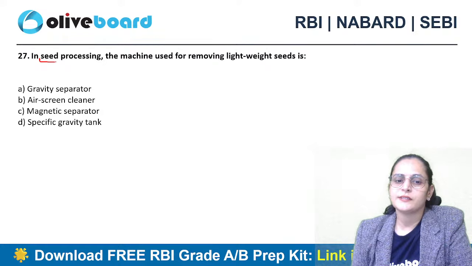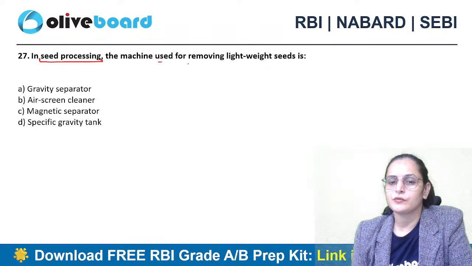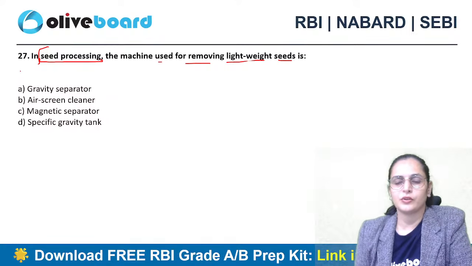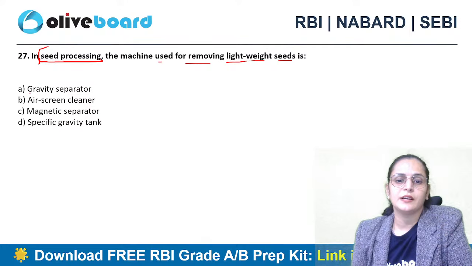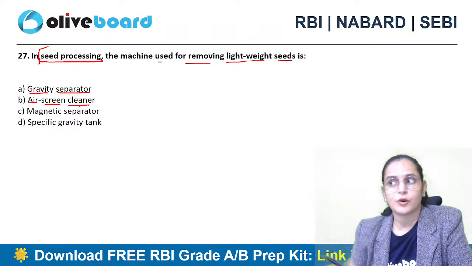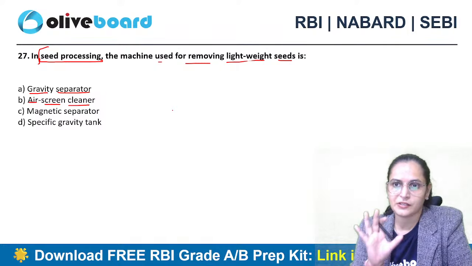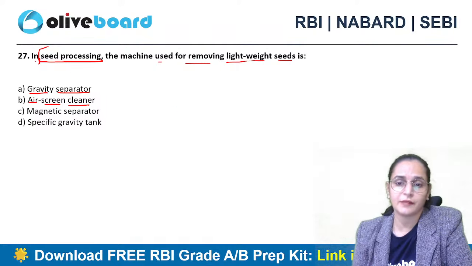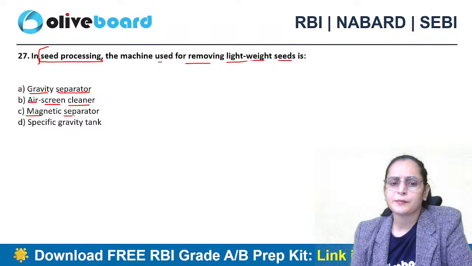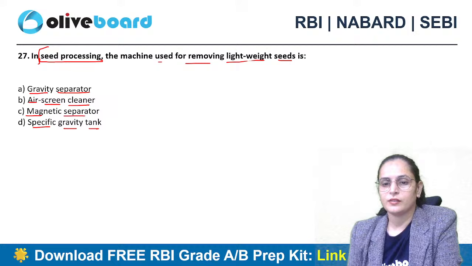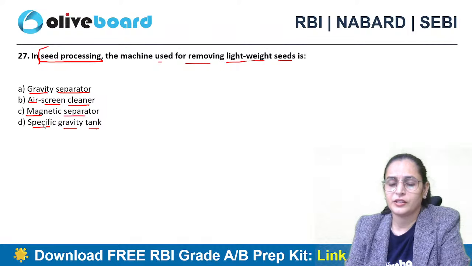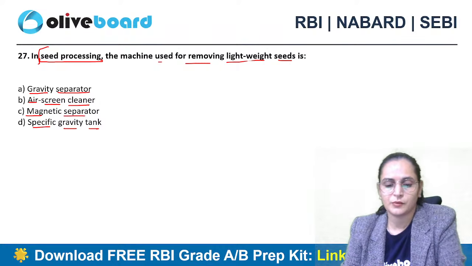When we talk about the seed processing, the machine used for removing the lightweight seed is. Okay, so you had obtained the seeds and now you're doing the processing of the seed. The machine which is specifically used to remove the lightweight seed is: gravity separator, air clean screener. We discussed the air clean screener in the last question in the explanation, not more distillation, but we had a mention of it. Magnetic separator or specific gravity tank. Very easy question. If you know the basics, you will be able to answer.